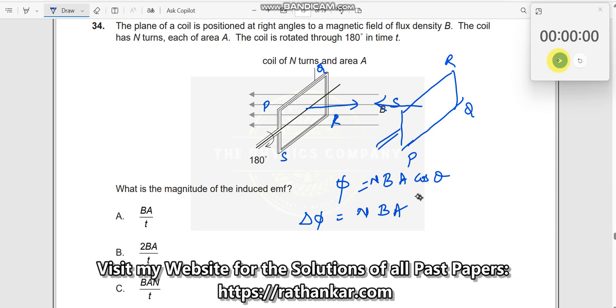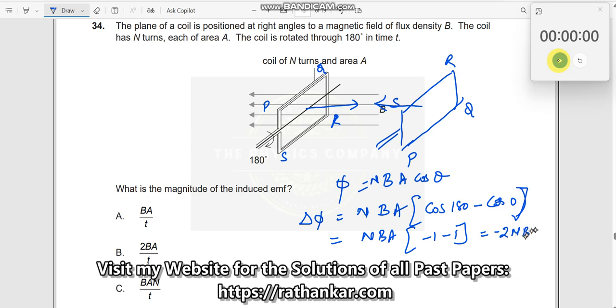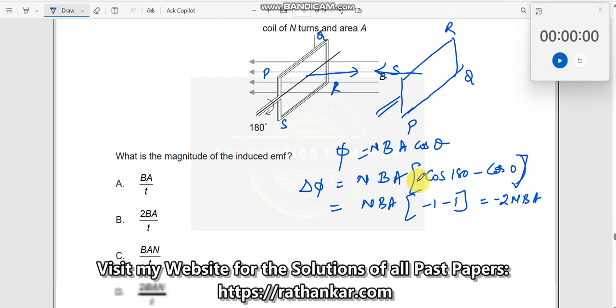So therefore, initially this should be cos 180, and the final one is like this, which means it's along the direction of the magnetic field. So the angle between this vector and the magnetic field is 0. It should be cos 0 over here, right? If I substitute this, I get NBA into minus 1, which should be equal to minus 2 NBA.